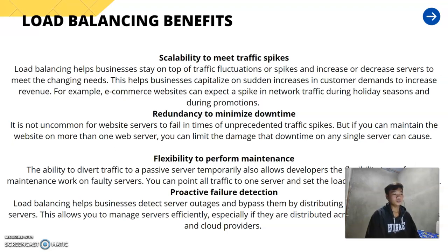Third is flexibility to perform maintenance. The ability to divert traffic to a passive server temporarily also allows developers the flexibility to perform maintenance work on faulty servers. You can point all traffic to one server and set the load balancer in maintenance mode. Fourth is proactive failure detection. Load balancing helps businesses detect server outages and bypass them, distributing resources to unaffected servers. This allows you to manage servers efficiently, especially if they are distributed across multiple data centers and cloud providers.